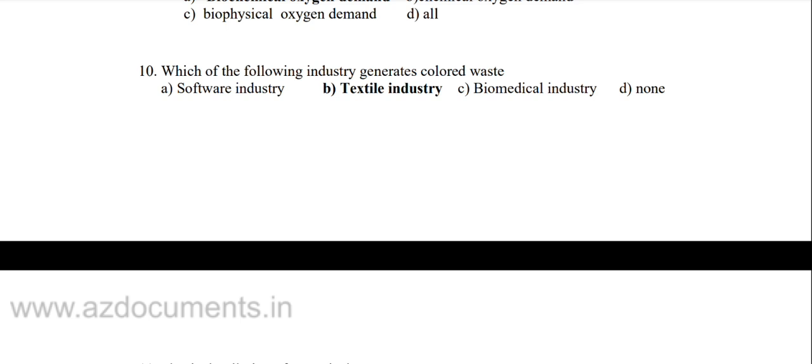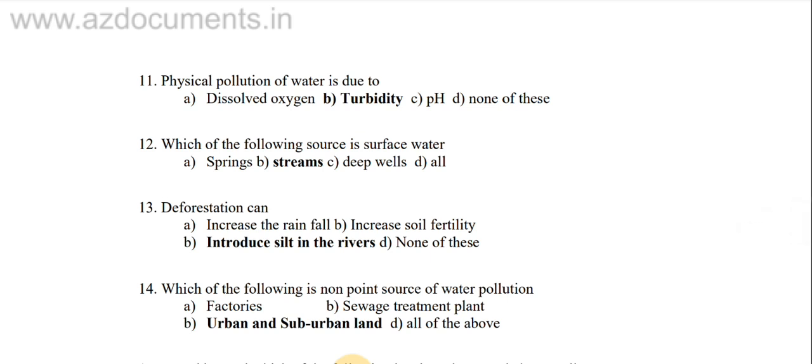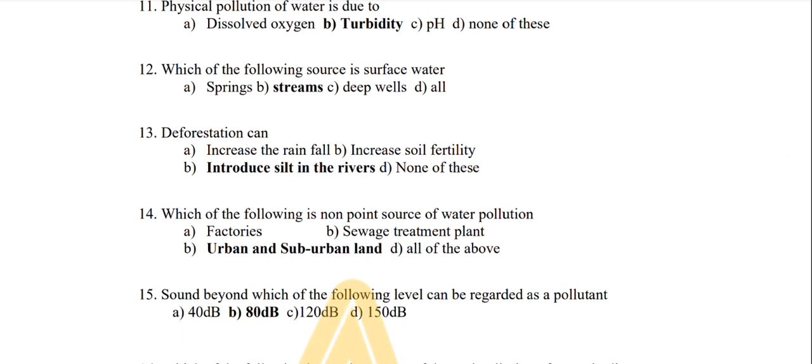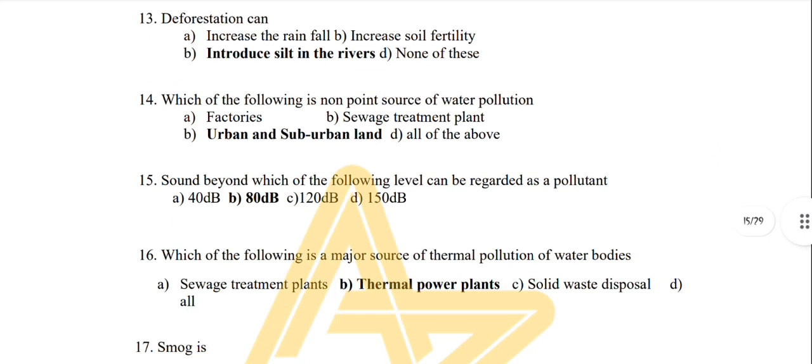Tenth question, which of the following industries generates colored waste? Textile industry. 11th question, physical pollution of water is due to turbidity. 12th question, which of the following sources is a surface water? Option B, streams. 13th question, deforestation can introduce silt in the rivers. Option B. 14th question, which of the following is a non-point source of water pollution?